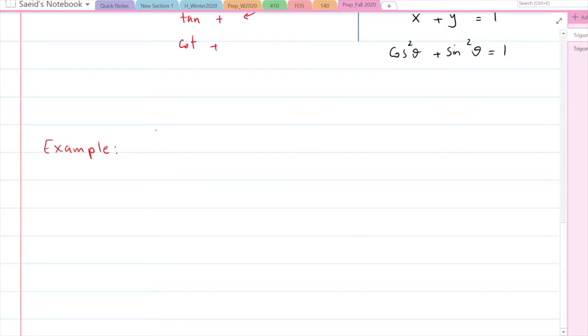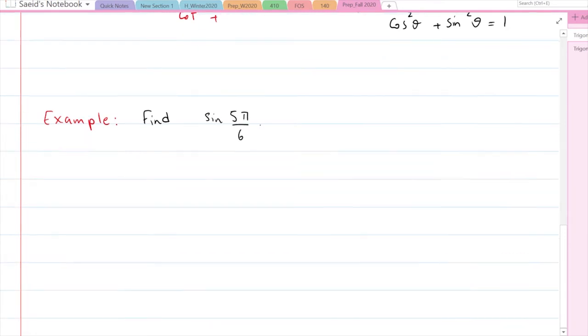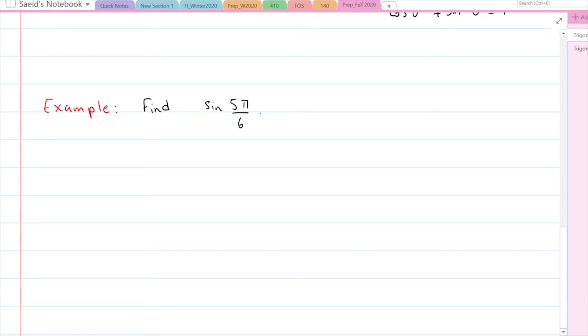Assuming that you know that one, let's say there is a question that asks you to find sine of 5 pi over 6. We're not going to use a calculator here, and that's actually very common in first year engineering and science courses, where in many courses you're not able to use a calculator. So we're going to use the unit circle here.